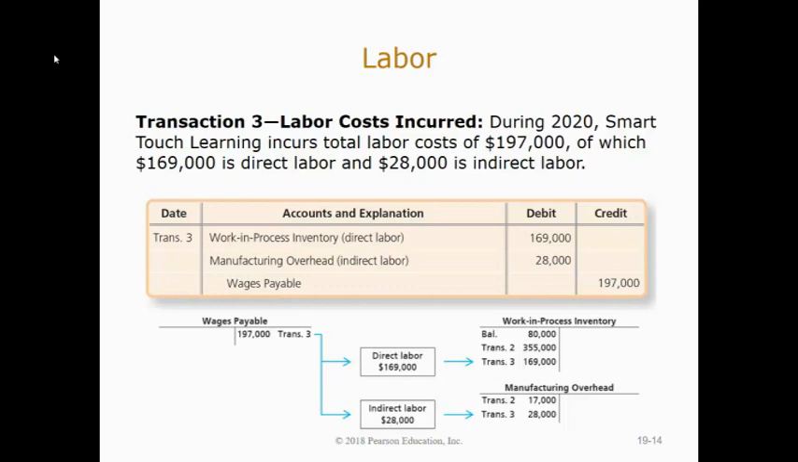Let's assume that we've not yet paid our employees yet, and we're going to credit our account wages payable. If you had paid them in cash, your credit would be to cash. So again, your credit in this entry is always the payment method.